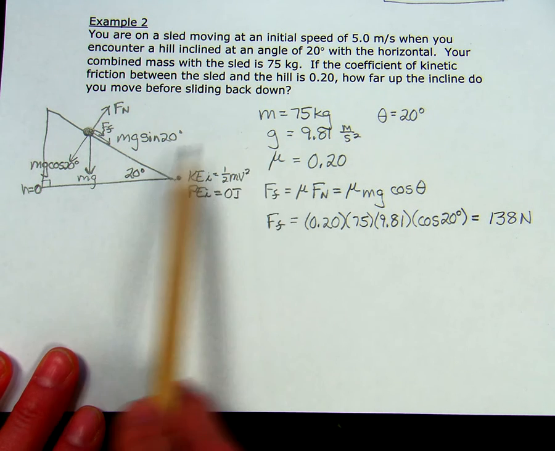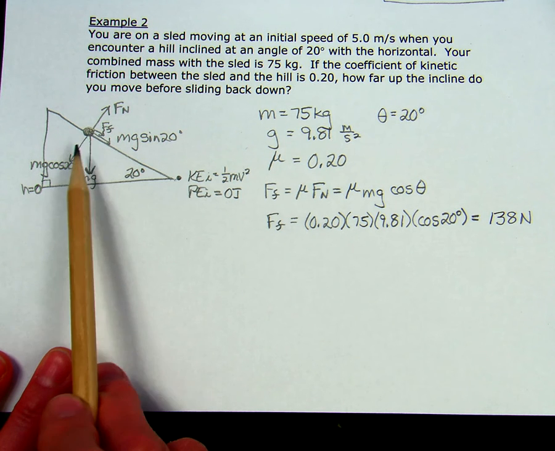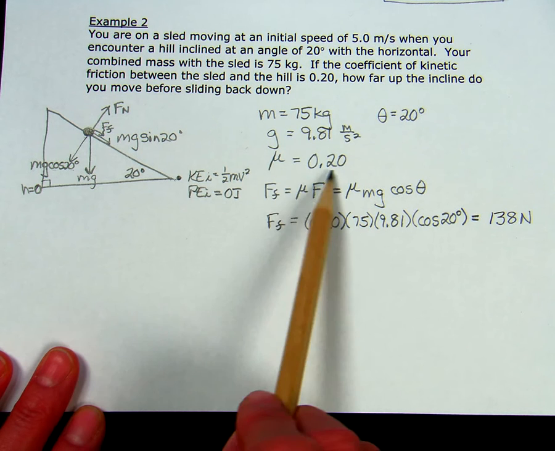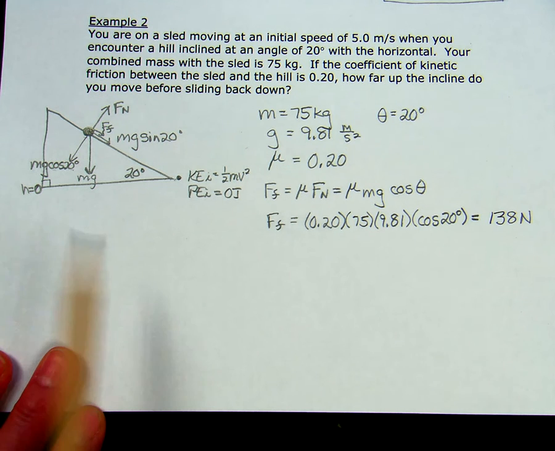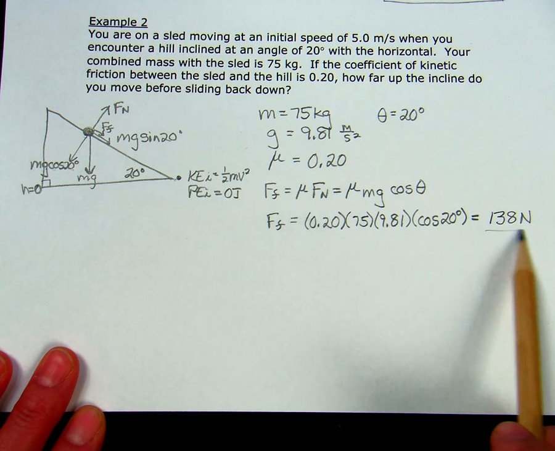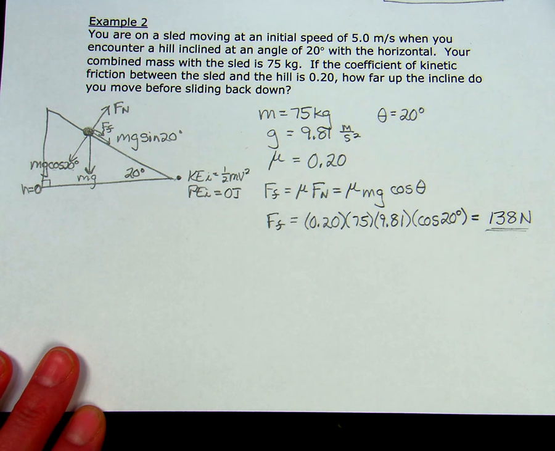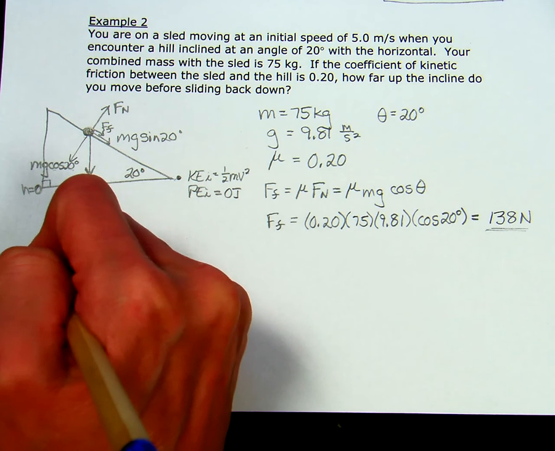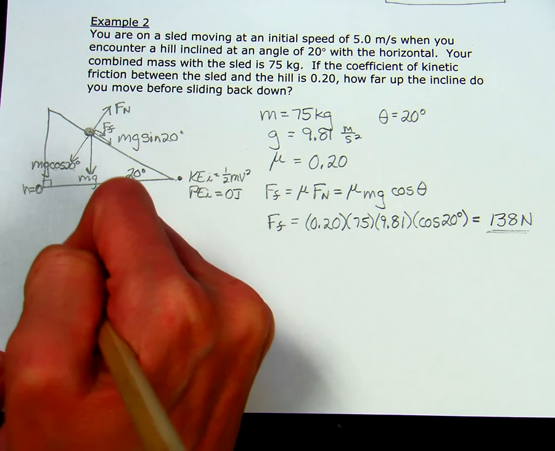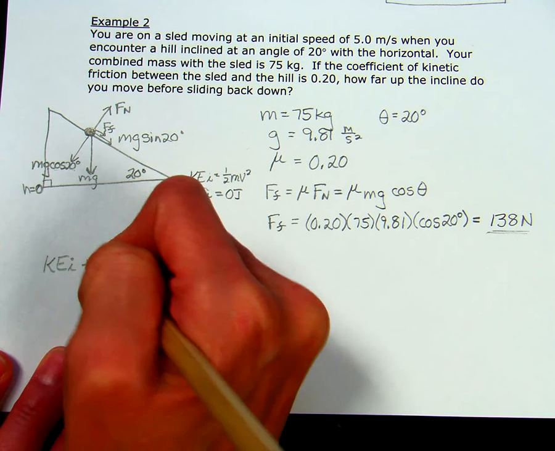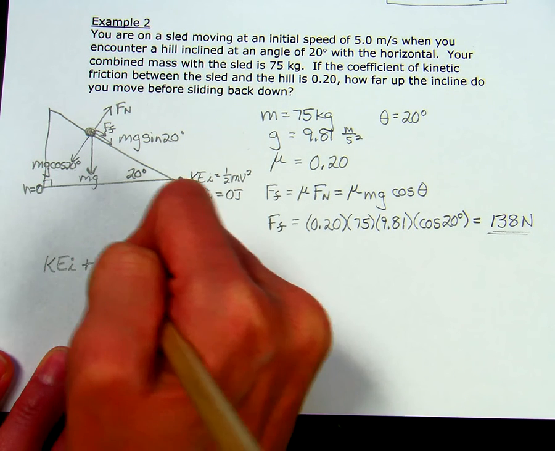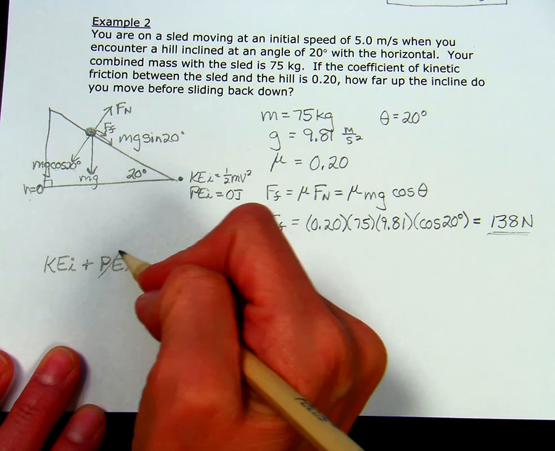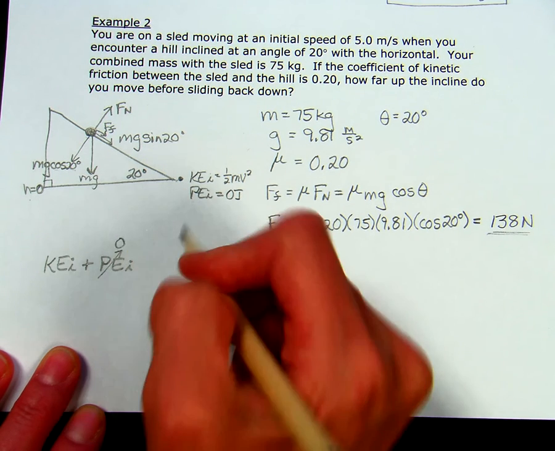In order to do that, I drew a free body diagram, and I know the normal force is mg cosine of 20. My coefficient of friction is 0.2, so I found an average frictional force of 138 newtons. Now, at the bottom of the hill I have kinetic energy, and as always I write potential energy, which, if I set my reference level to be 0 at that location, is going to go to 0.